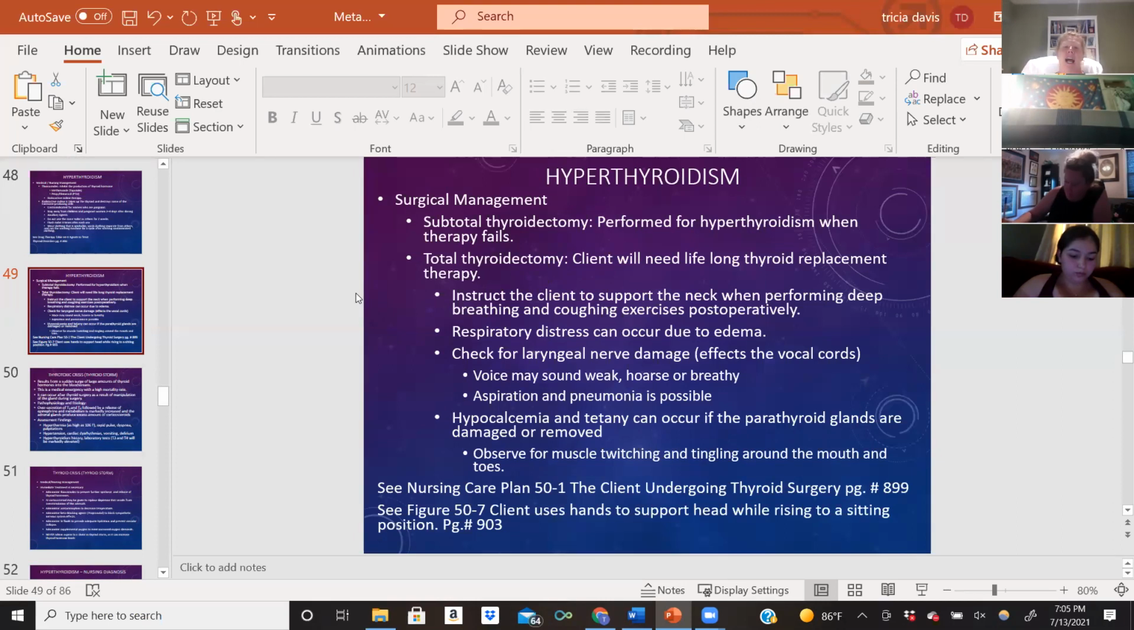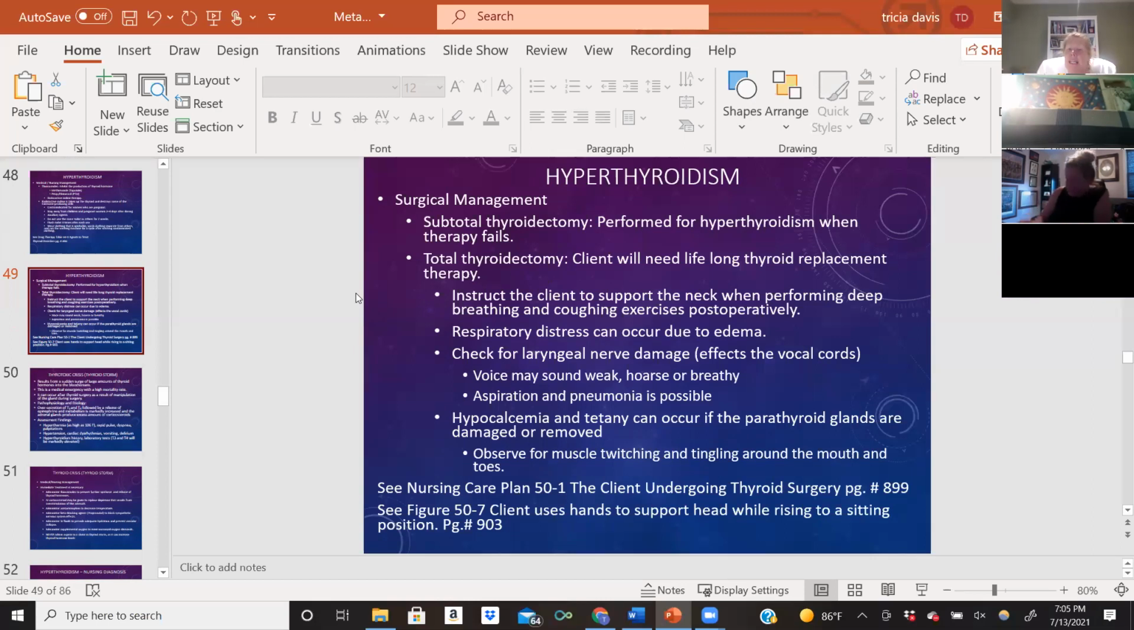These patients are at a high risk of developing respiratory distress because this area where they had the surgery becomes very edematous. And because it's so close to your bronchial area, the swelling causes a lack of air to be able to get in and out. So respiratory distress is something that we're going to watch out for.